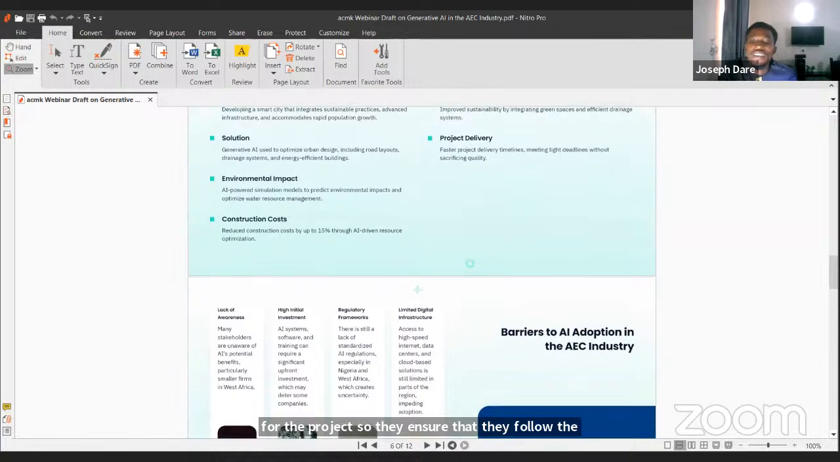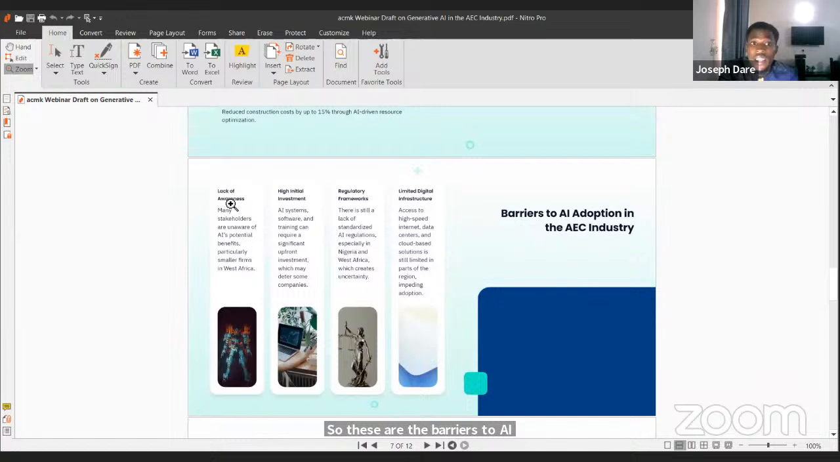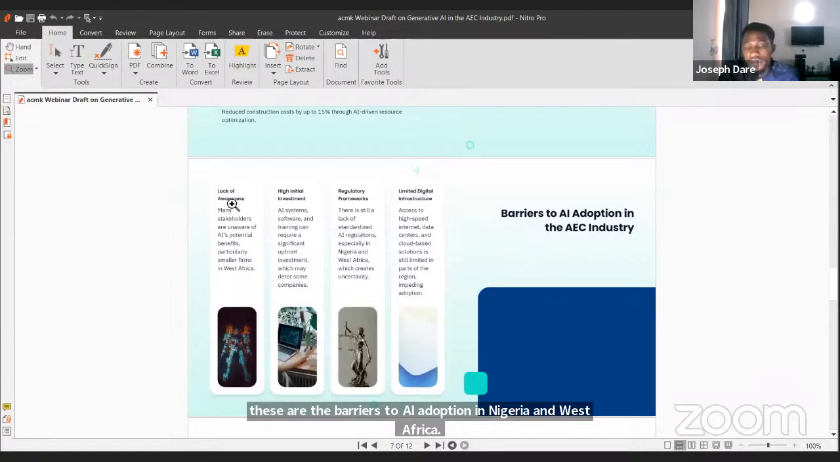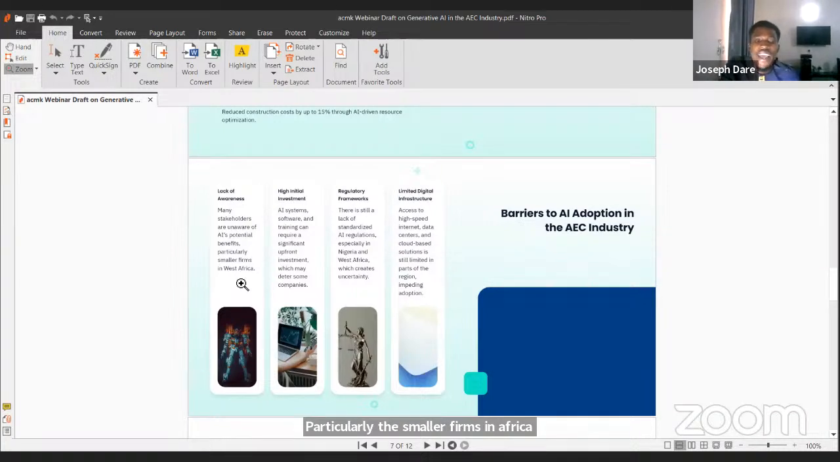So these are the barriers to AI adoption in Nigeria and West Africa. Lack of awareness is the first barrier. A lot of people are unaware of artificial intelligence, AI, and its potential benefits, particularly the smaller firms in Africa. A lot of people feel that AI is here to take their jobs, which is not so. What AI is here to do is to make your job easier. The things you spend hours and days doing, you can do in less time.